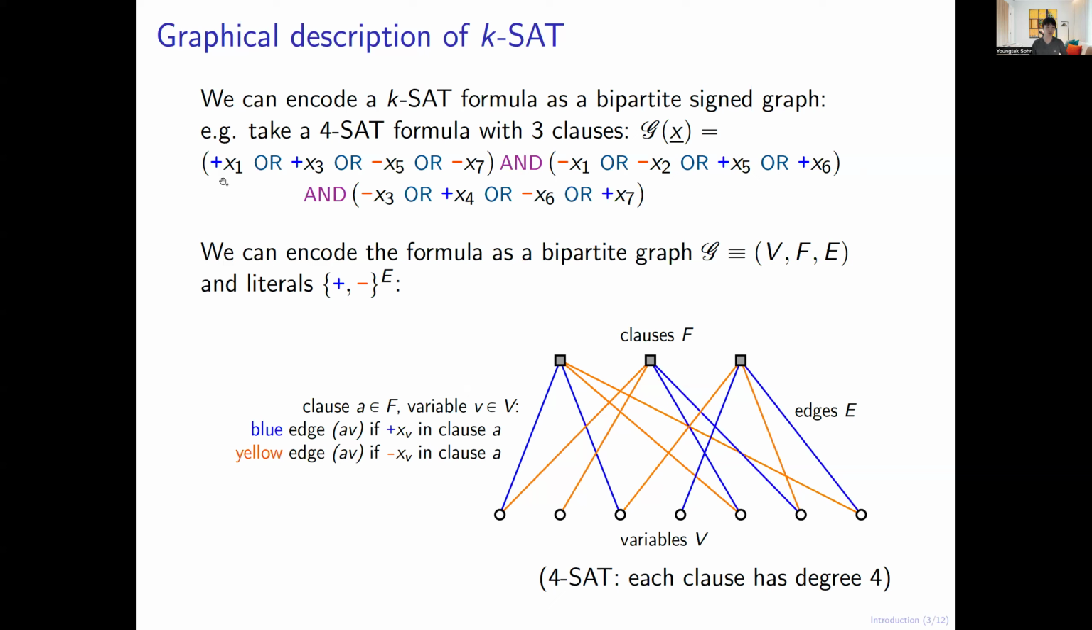For example, the first clause is plus x1 or plus x3 or minus x5 or minus x7. So the first clause is connected to the first, third, fifth, and seventh variables, where we put plus literals on the first 2 edges and minus literals on the last 2 edges. So the constraint that this clause puts is that the first, third, fifth, and seventh variables cannot be minus minus plus plus. And since this is a 4-SAT, every clause has degree 4.